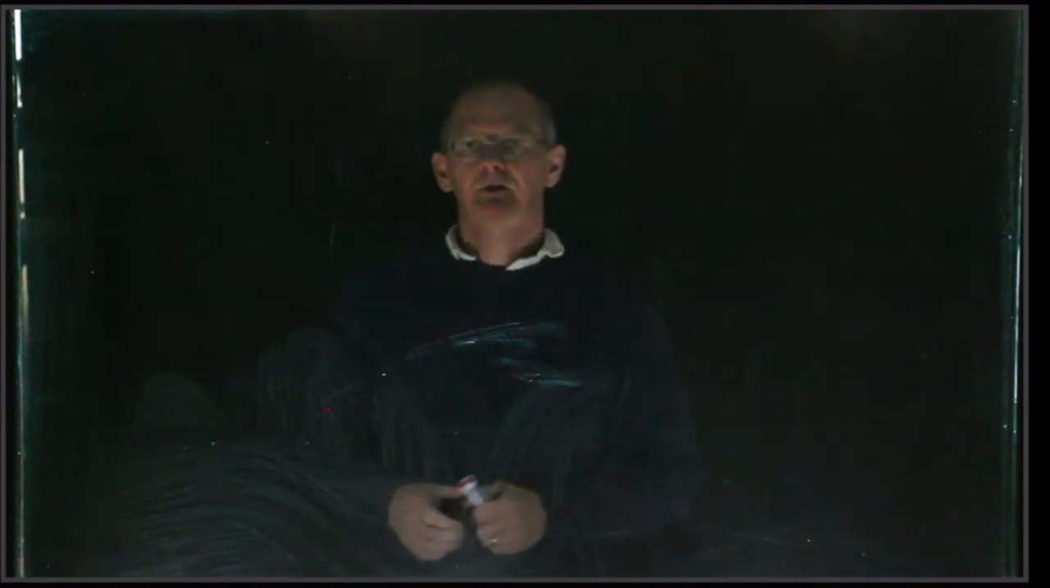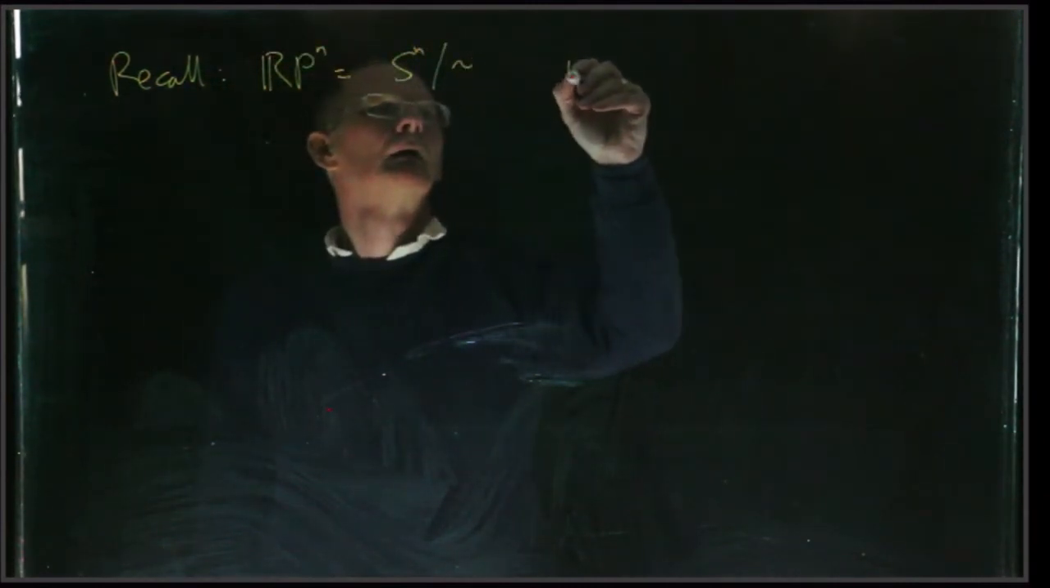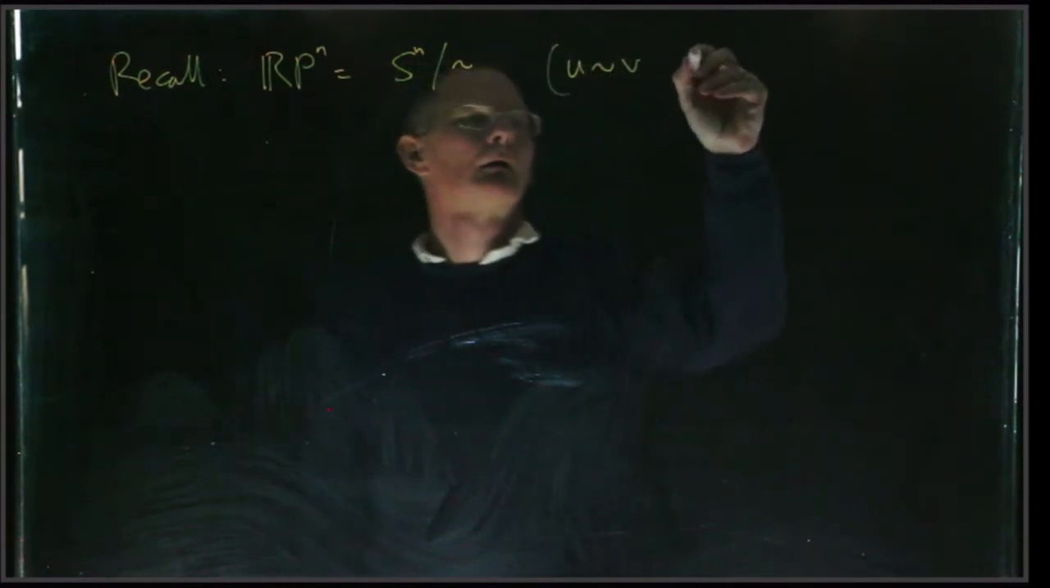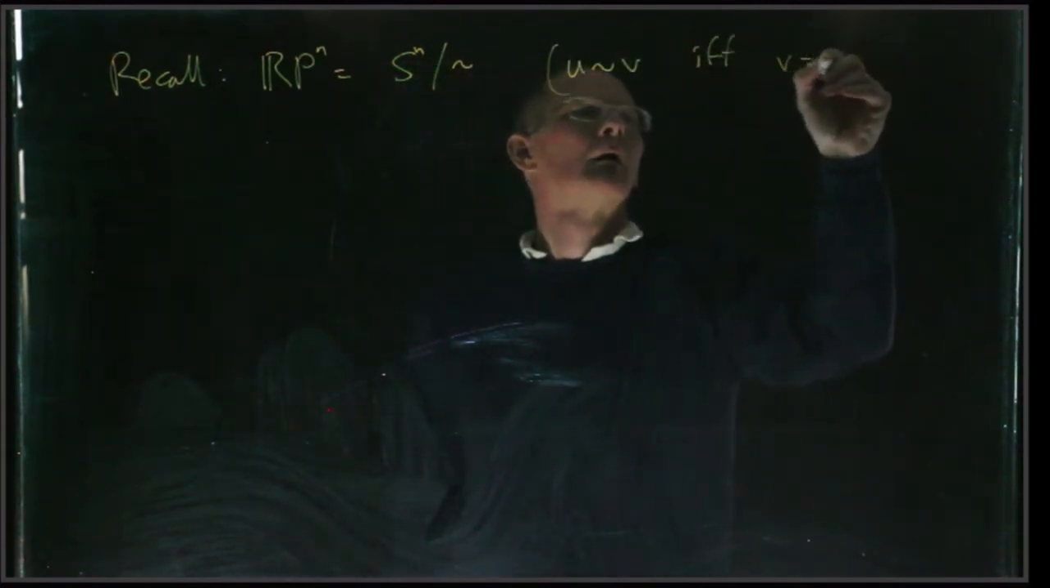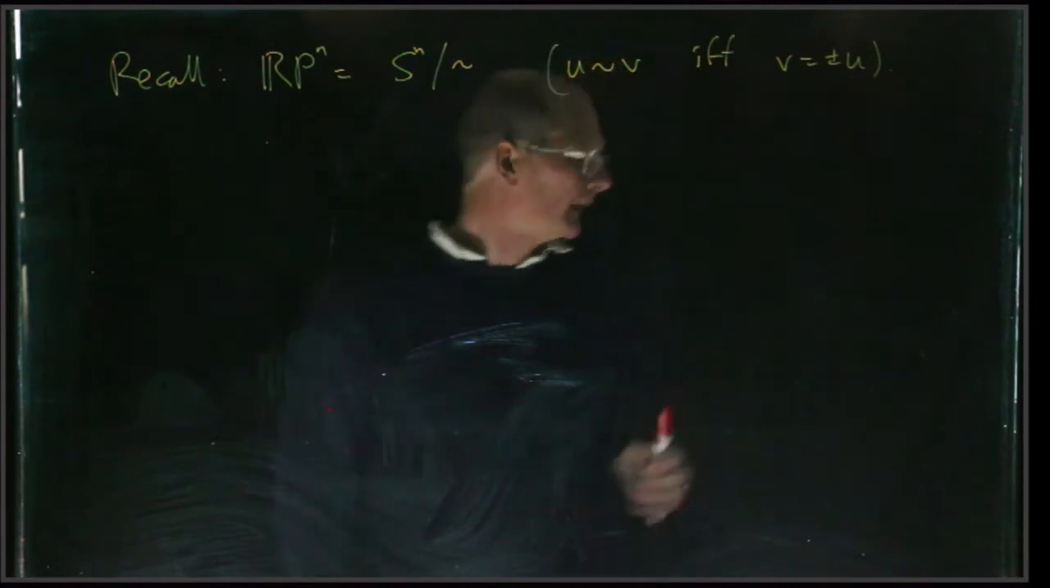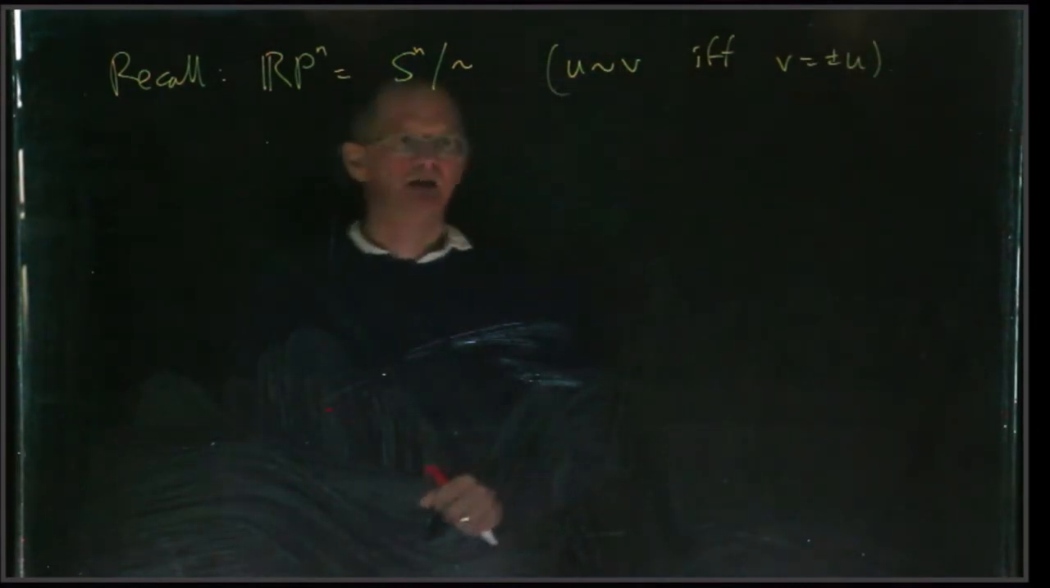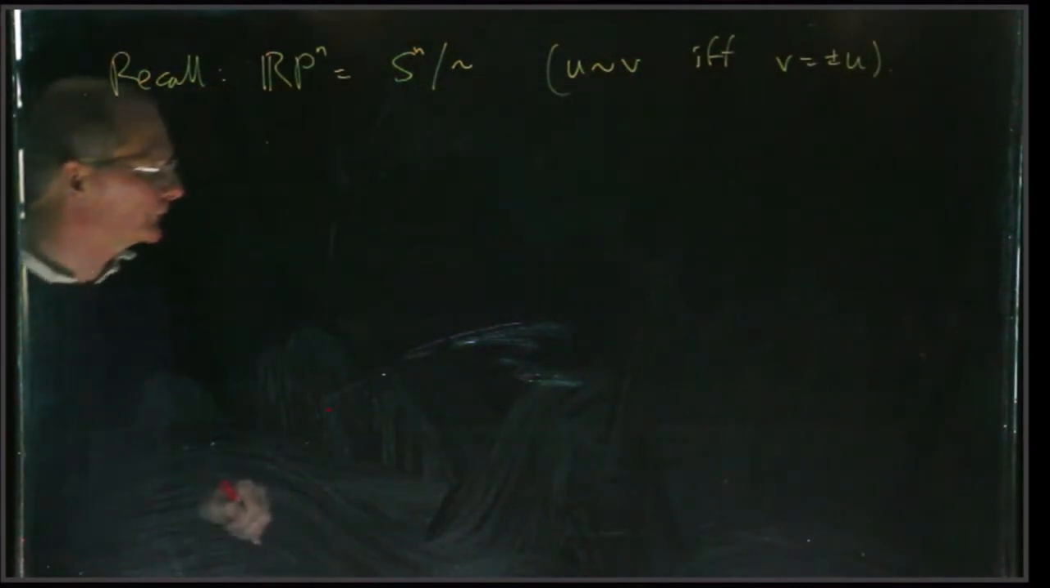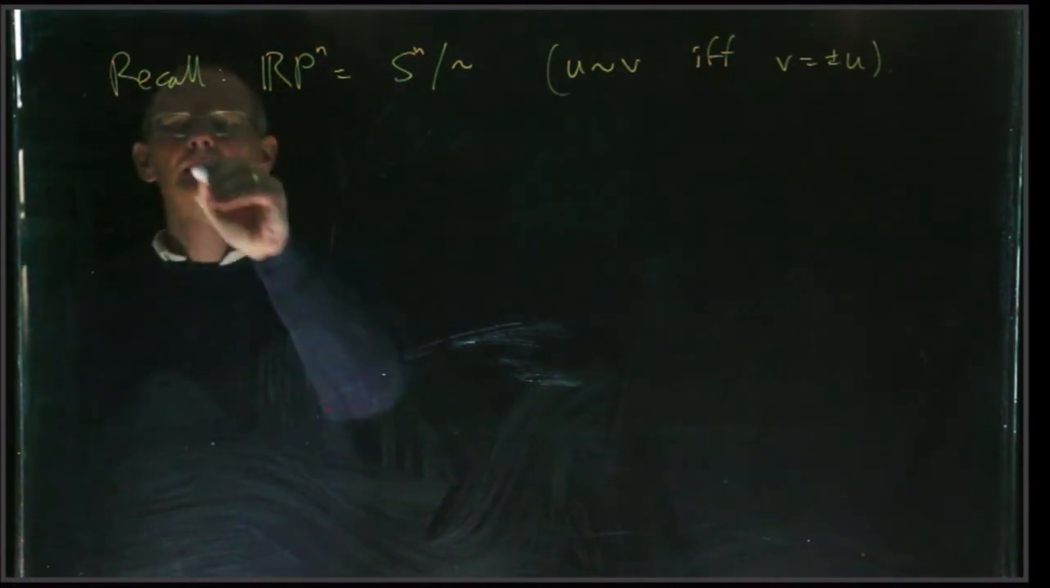In this video, we're going to say a little bit more about the homology of RPn for general n. So let's recall, RPn is this quotient space where we take an n-sphere and we identify u with minus u.